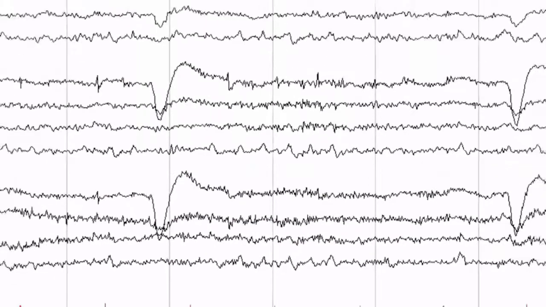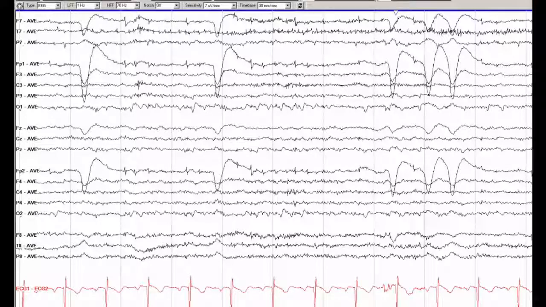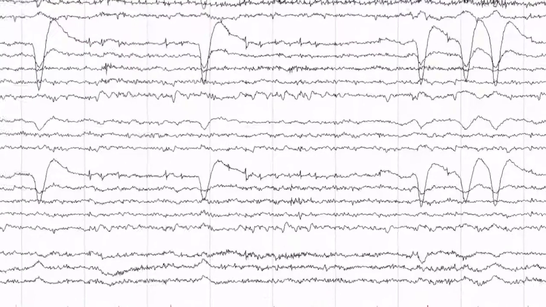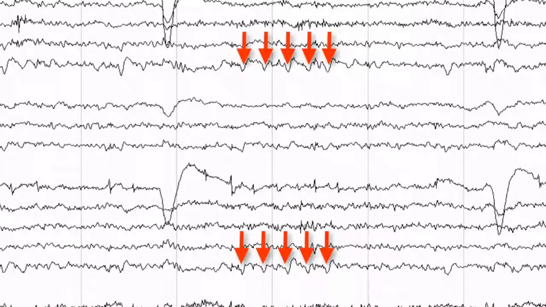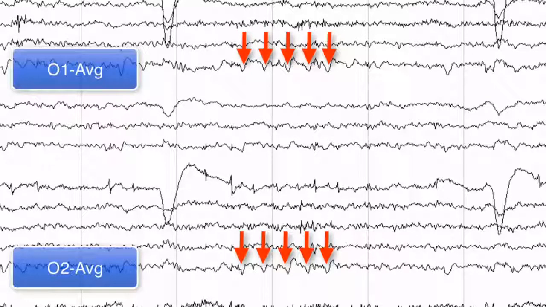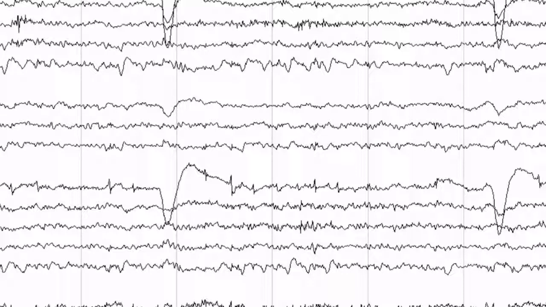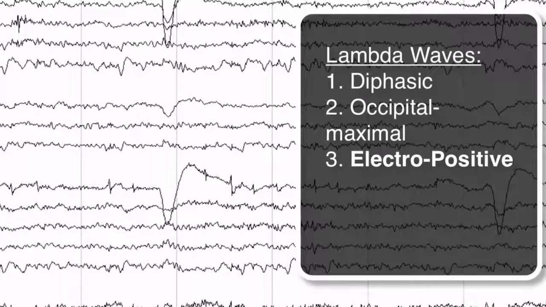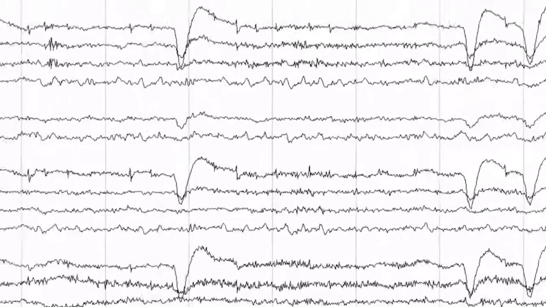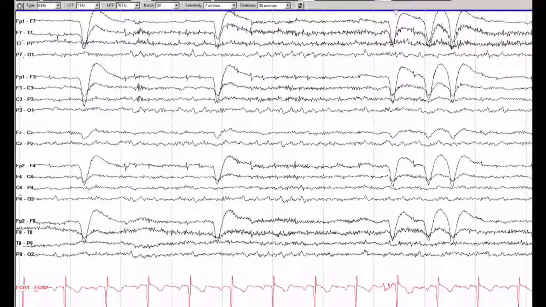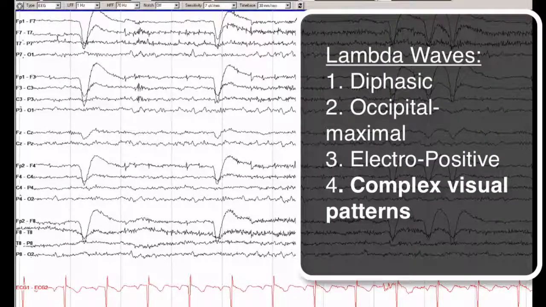O1 and O2. To convince you further, I have switched to an average reference montage, and you can see that these waveforms now have a downward deflection in the O1 and O2 channels with reference to the rest of the head. This provides further evidence that these are electropositive waveforms. The exact generator of lambda waves is not completely understood, but they are generated by inspection of complex visual patterns. During routine EEGs, lambda waves are often generated by inspection of the dots on a ceiling tile, for example.